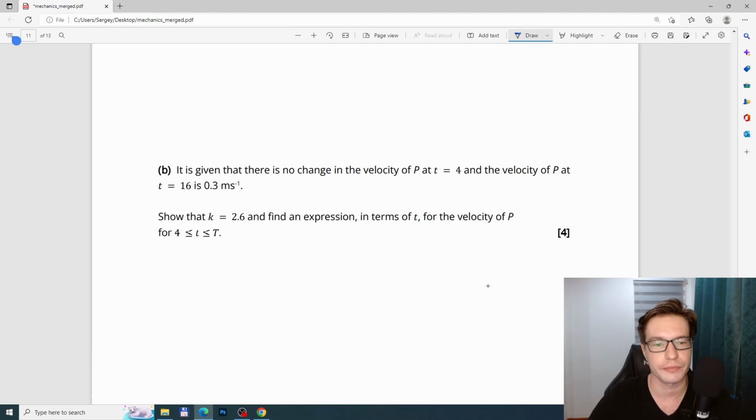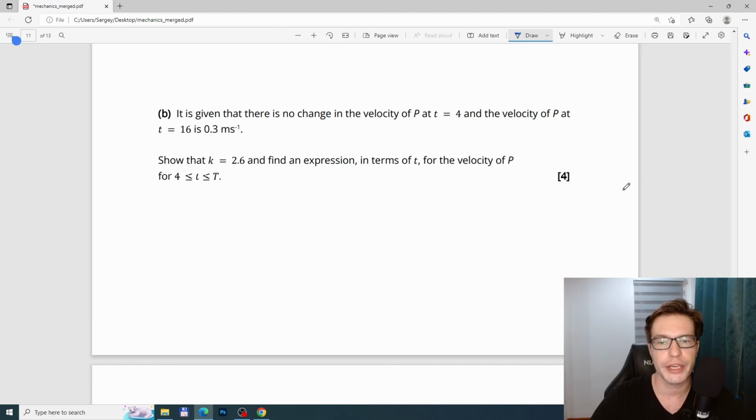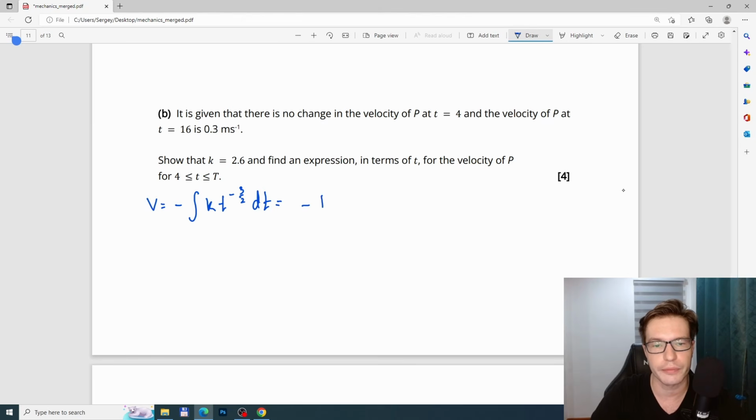Okay, next question. Now there is no change in velocity of p at t equals 4. So now we'll have to find the velocity using the second formula. And it's going to be minus the integral of k t to the power of minus 3 over 2 dt. Again, add 1 to the power. Minus 3 over 2 plus 1 is going to be minus 1 over 2. Divide by minus 1 over 2, which is the same as multiplying by minus 2. So all in all, we got plus 2k times t to the power of minus 1 over 2, and of course, don't forget plus c.